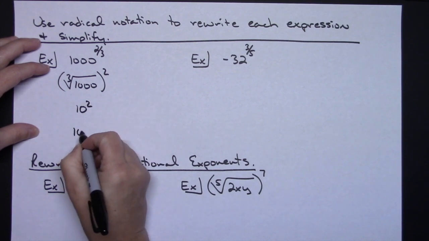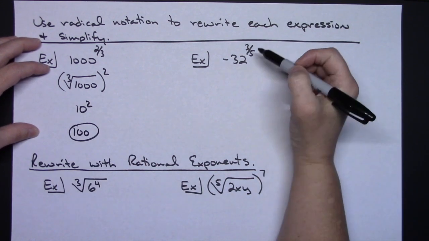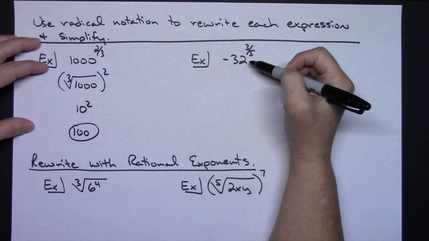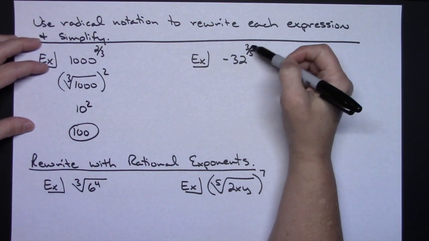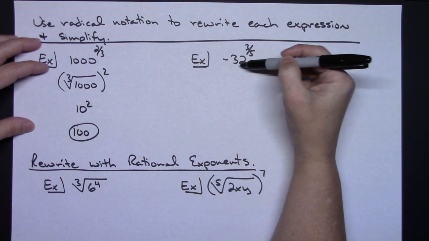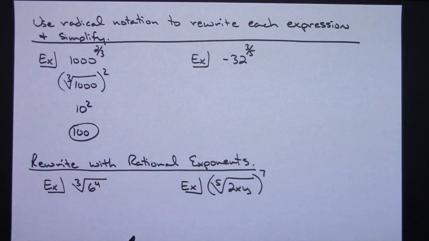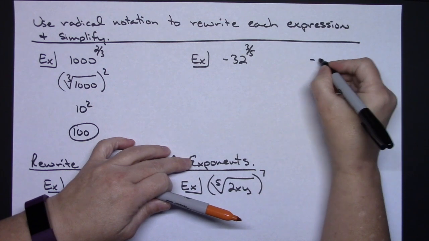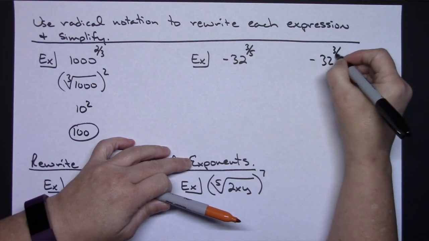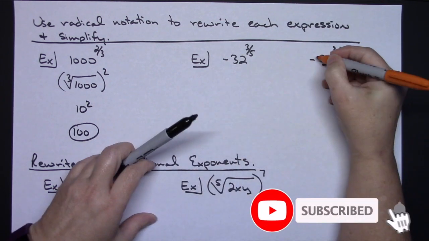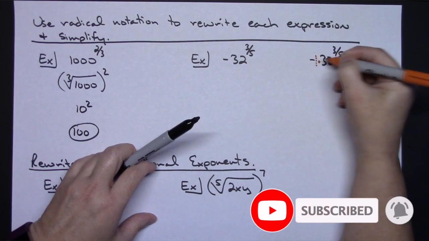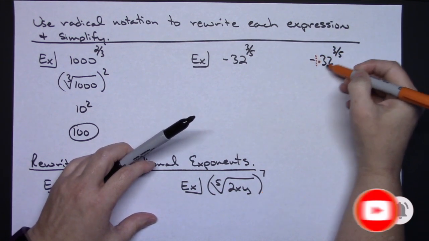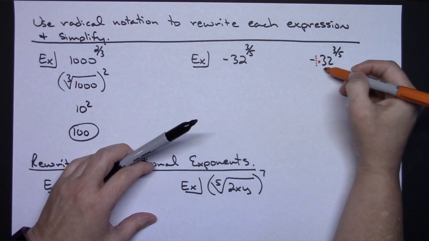10 squared is 100. Now on this one right here, you've got to be careful on what the actual base is. The actual base of this is really 32. There is no set of parentheses. It is not negative 32. If I rewrite over here, negative 32 to the 3/5, really technically there's an imaginary negative 1 that's sitting in front of it. So my only base here is the 32.